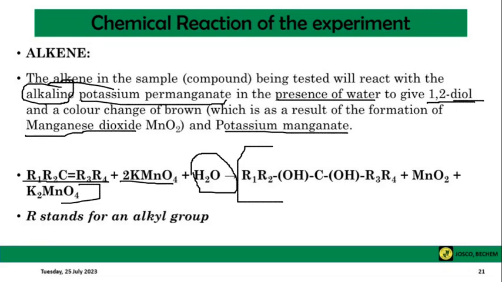Remember, we have said that we are going to form a diol at positions 1 and 2. Then our manganese dioxide with our potassium manganate. From our theory, that is the organic chemistry theory aspect, we said that R here represents alkyl groups.